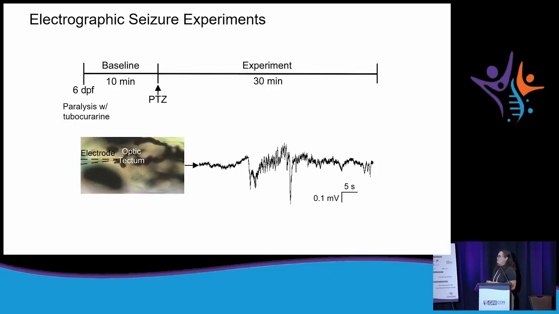So, turning back to my experiments, I take my animals, I paralyze them with tubocurarine at 6 days, I embed them completely in agarose, you can't really see it here, but this fish is embedded, and then I insert an electrode into the optic tectum, which is the region from where I'm recording, and I record baseline activity, I put on PTZ, and then I record experimental activity in the presence of PTZ, and I get events that look like this.